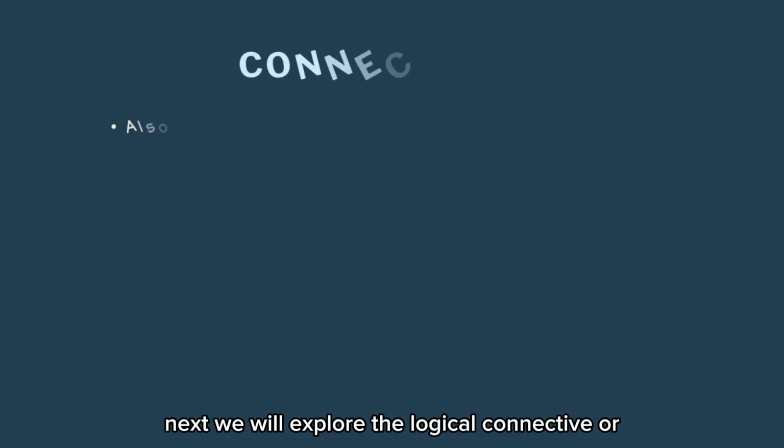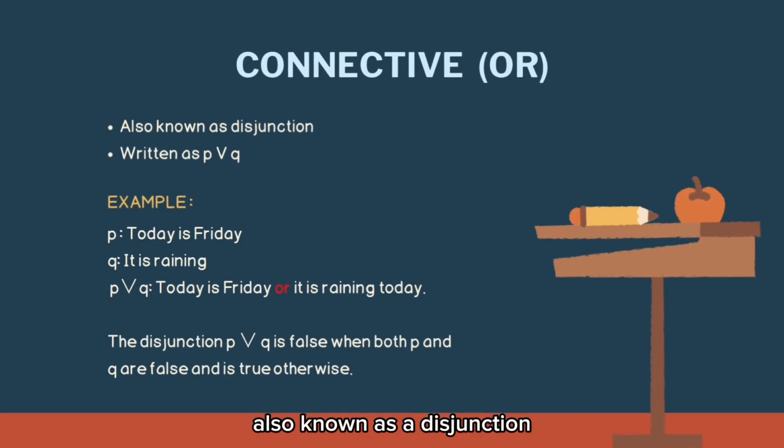Next, we will explore the logical connective OR, also known as a disjunction. It is written as P ∨ Q, and it combines two statements in such a way that the disjunction is false only when both P and Q are false. For example, P: today is Friday, Q: it is raining. The disjunction P ∨ Q is false when both P and Q are false and is true otherwise.